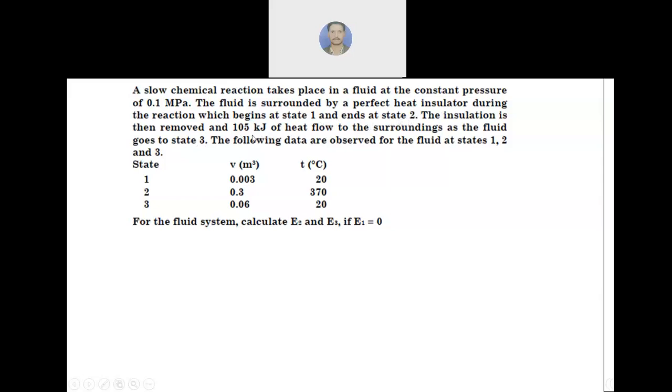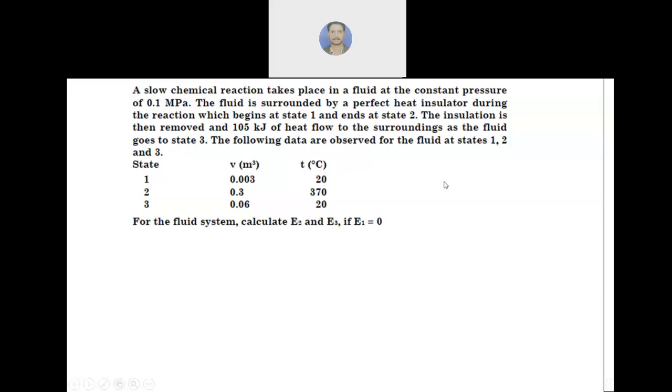This much amount of heat is removed from the fluid to the surroundings when the system reaches state 3. Okay, these data are given to you. Means volume and temperature are given at different states. You need to calculate internal energy at state 2 and internal energy at state 3 when E1 equals to 0. E1 is given 0, you have to find E2 and E3 for such kind of problem. Okay.